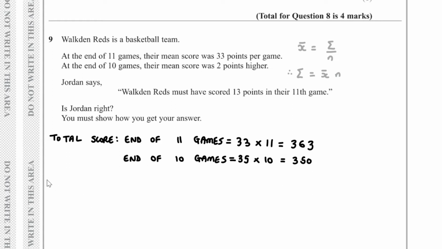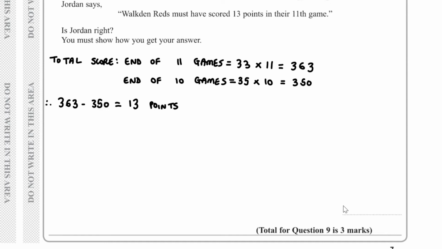And therefore, what we have is the difference between these is the number of scored points in the 11th game. So 363 take away 350, this is equal to 13 points. So therefore we can conclude Jordan is correct.